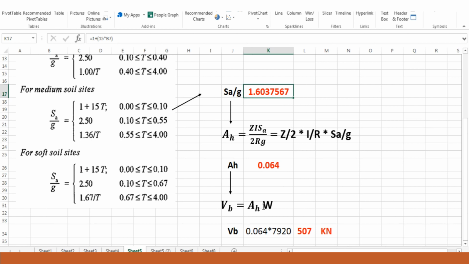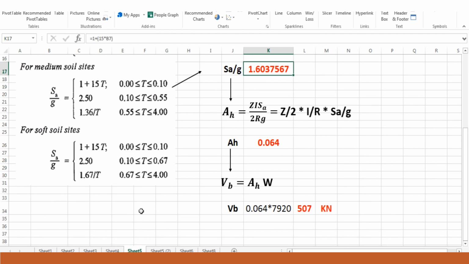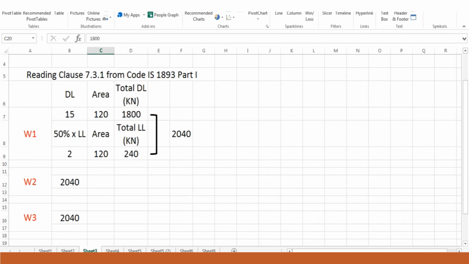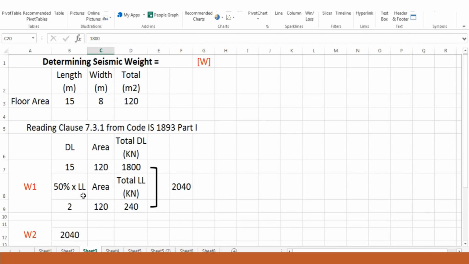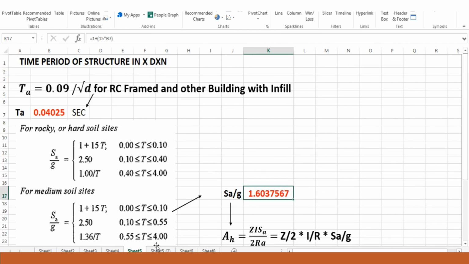So, VB is equal to AH into W. Now, W is known to us for all the stories. If we calculate the total W for all the stories, it comes to be 7920. Thereby, VB is 0.064 into 7920, which is 507 kilonewton. Thereby, now we have the base shear in X direction.